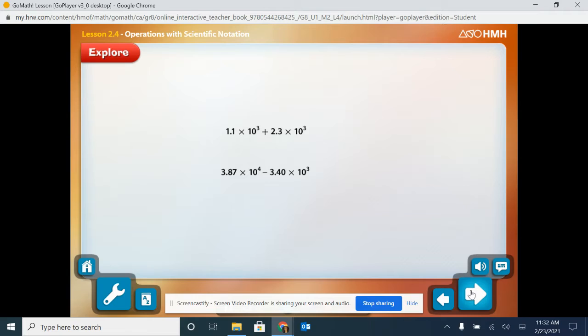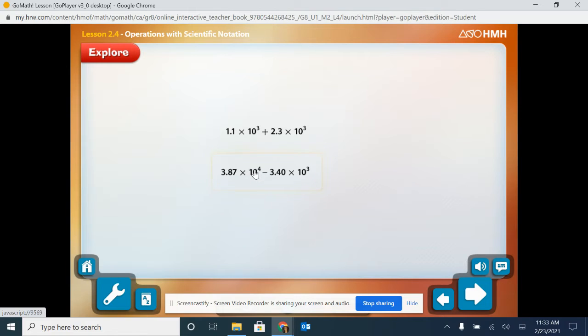Here are some examples. You can add or subtract numbers in scientific notation directly if they have the same power of 10. Numbers may already be written with the same power of 10, but if not, you can rewrite the numbers. Let me go over the first one. If I have, for example, 1.1 times 10 to the third plus 2.3 times 10 to the third, then you just add 1.1 plus 2.3 because the exponents are exactly the same. That's all you do, and you keep the exponent, 10 to the third power.